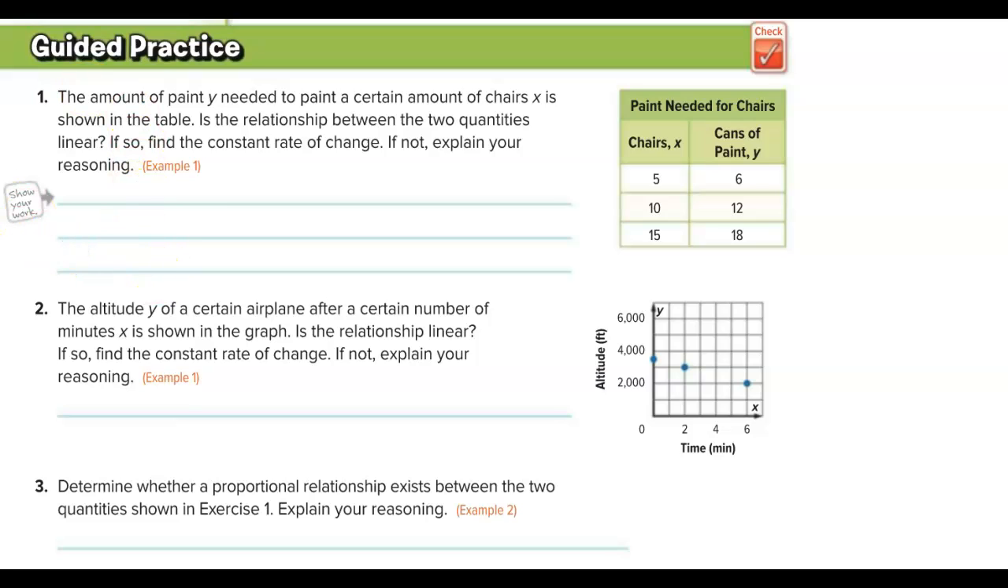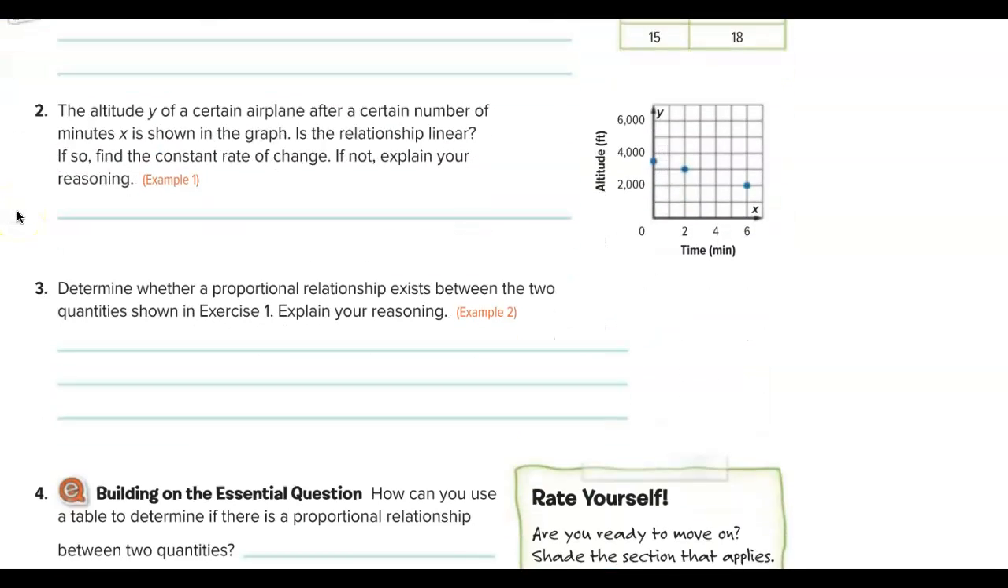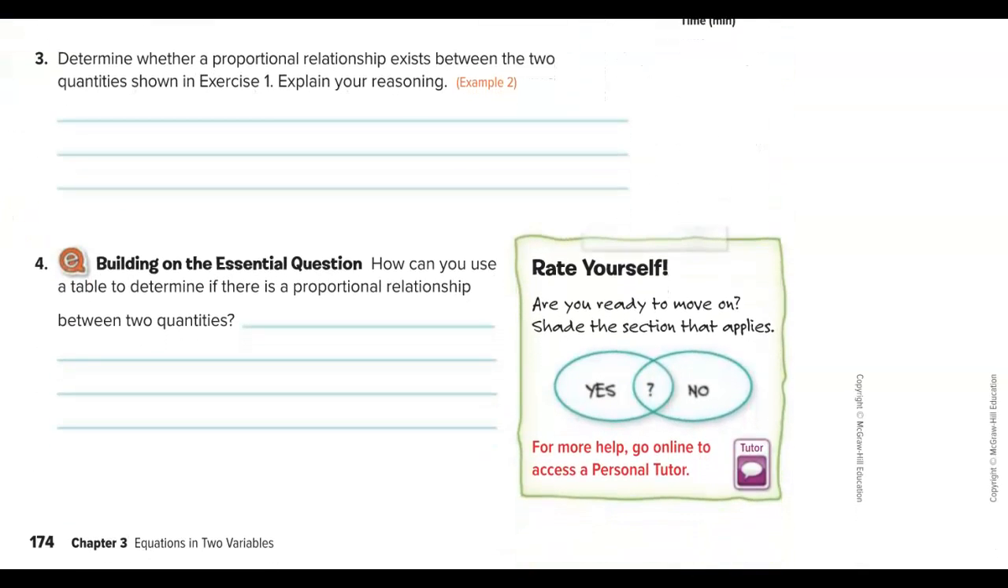All right. Number 3. We have to determine whether a proportional relationship exists between the two quantities shown in exercise 1. Explain your reasoning. So yesterday in our notes, we actually did all of those steps, and the last step was to figure out if it was proportional or not. So open up your notebook to page 38, I believe it was.